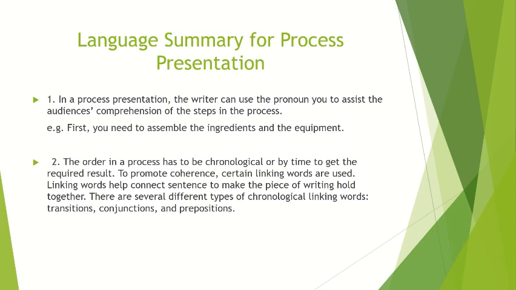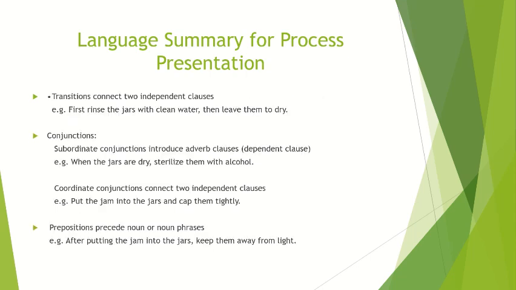Number two, the order in a process has to be chronological, or by time, to get the required result. To promote coherence, certain linking words are used. Linking words help connect sentences to make the piece of writing hold together. There are several different types of chronological linking words: transitions, conjunctions, and prepositions. Transitions connect two independent clauses. For example, first rinse the jar with clean water, then leave them to dry.